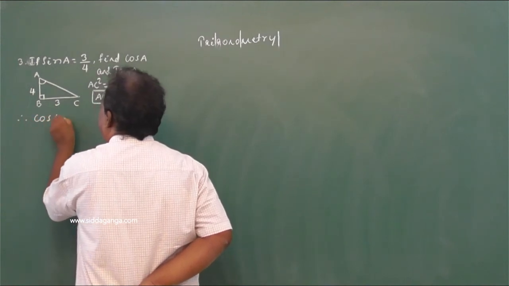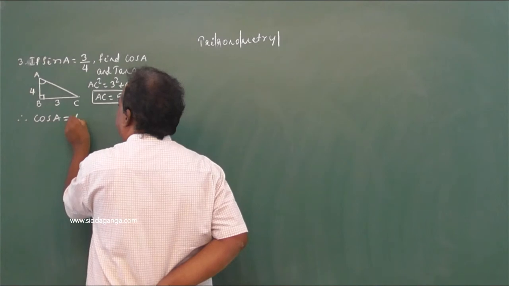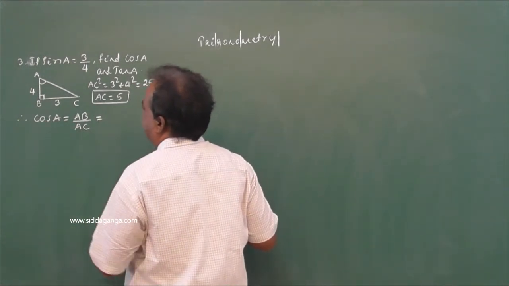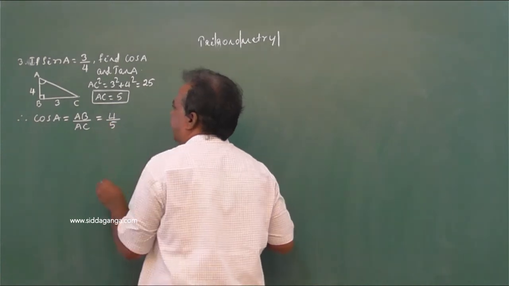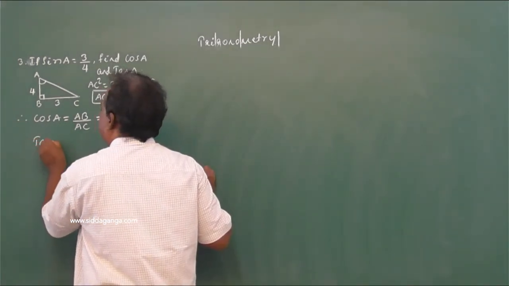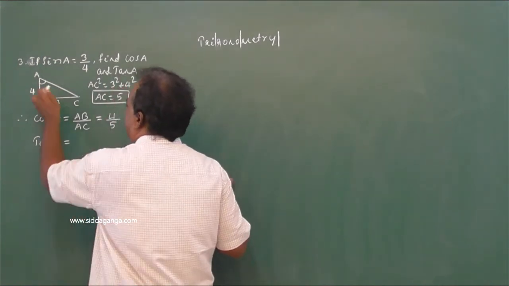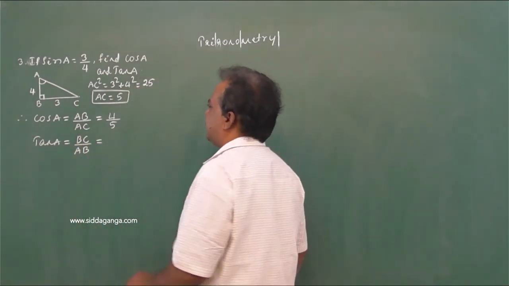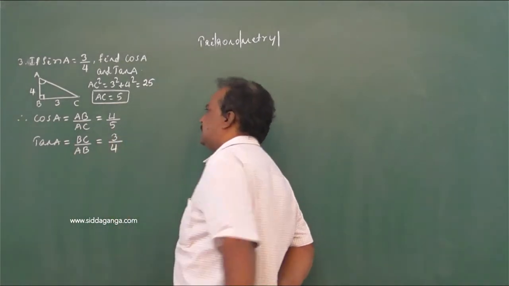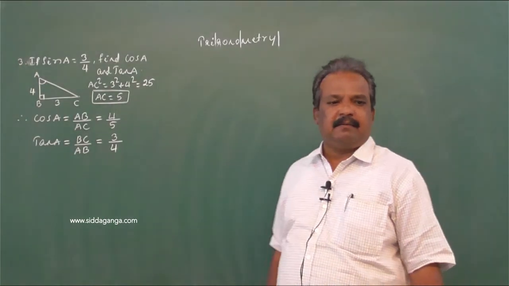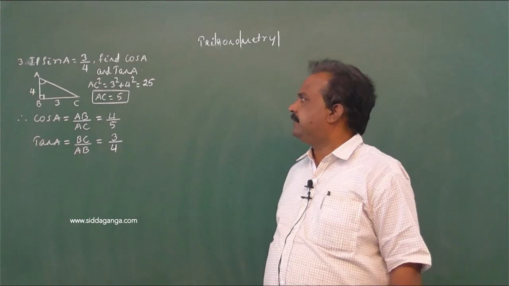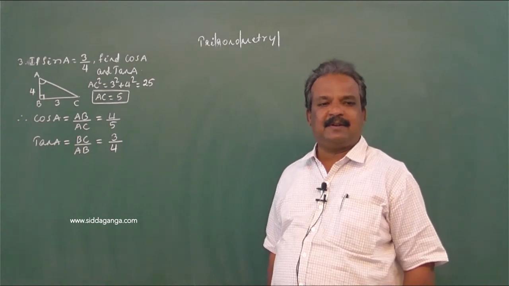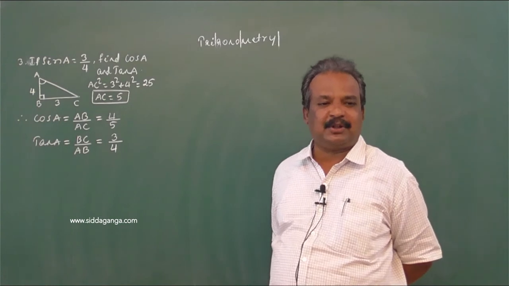Therefore, what is cos A? See, adjacent is AB by AC. What is AB? AB is 4. What is AC? 5. And then tan A. Tan is opposite by adjacent, BC by AB. What is BC? 3 by AB is 4, BC by AB. So these are the values of tan A and cos A. Okay. Pramod, root 7 is not needed. When opposite and adjacent are 4 and 3, the hypotenuse is 5, right?